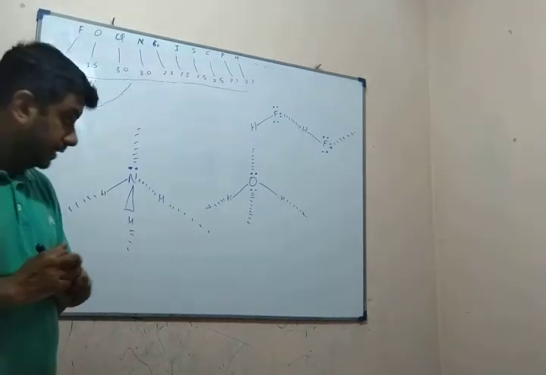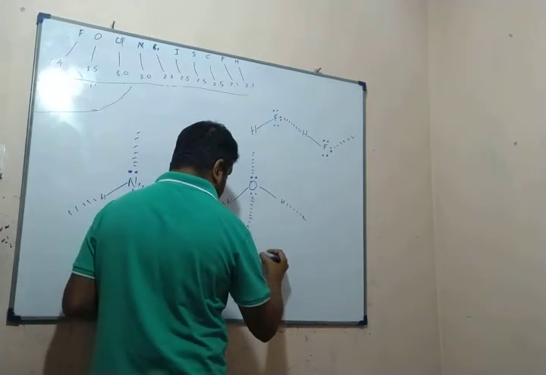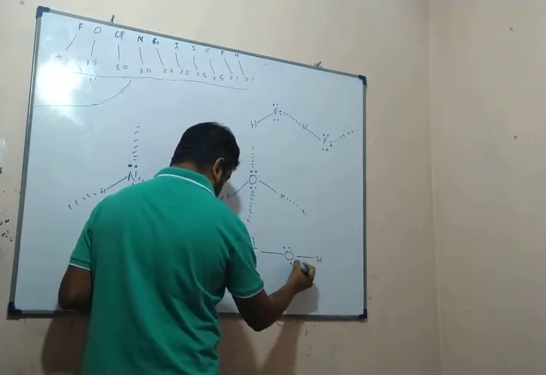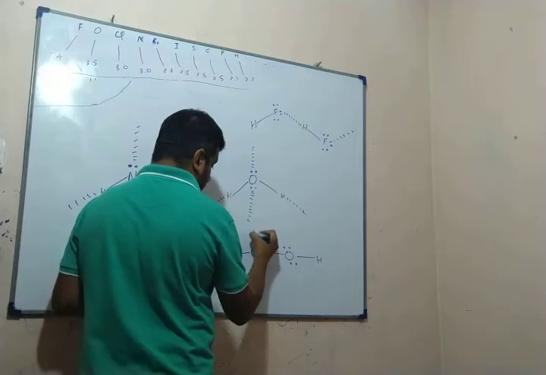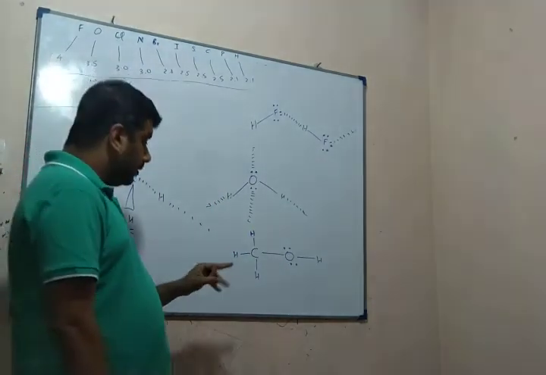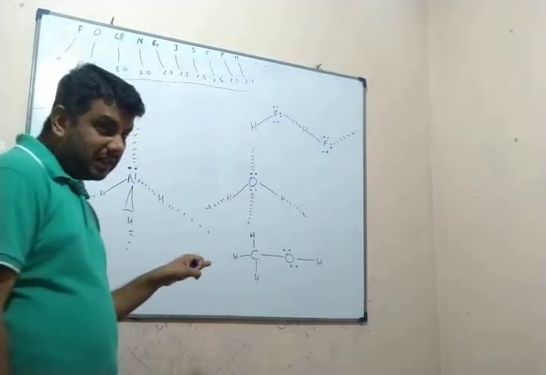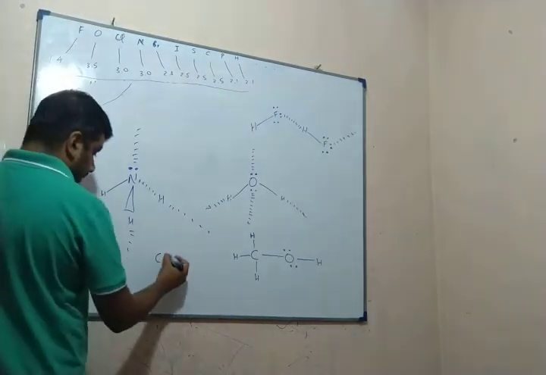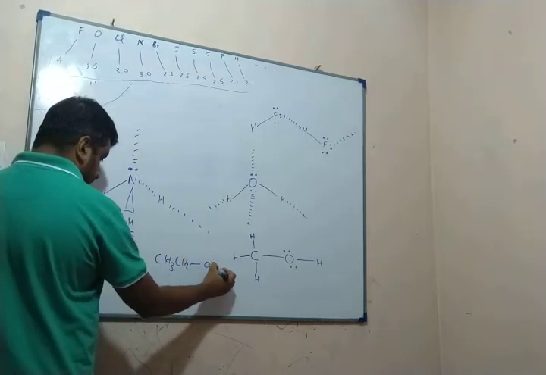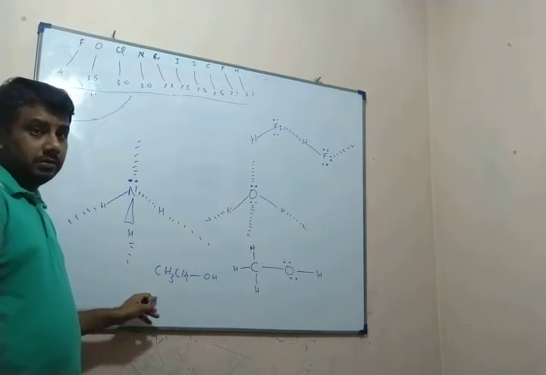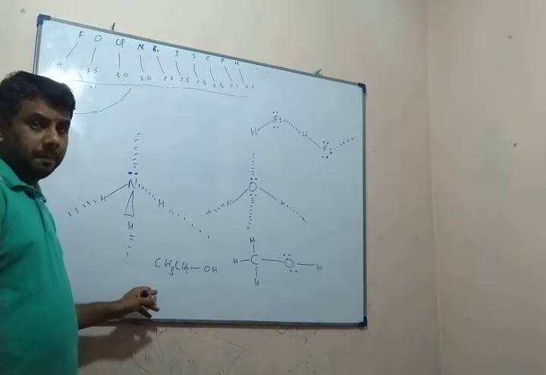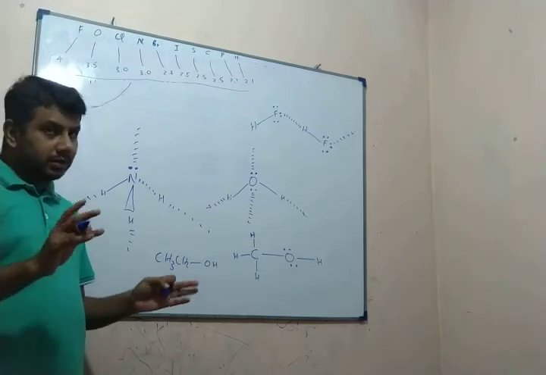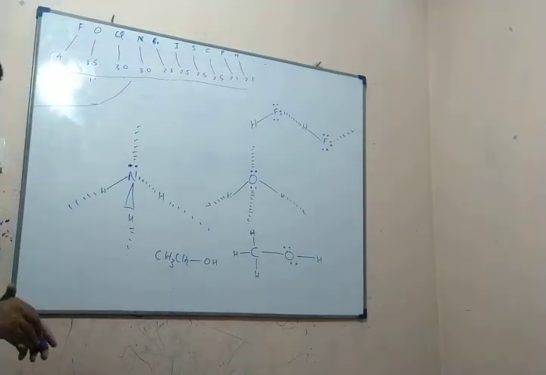Okay, let's see an interesting example. CH3OH. It's an alcohol, the simplest alcohol, called methanol. This one, CH3CH2OH, is also an alcohol, ethanol. Normally, someone drinks this alcohol.